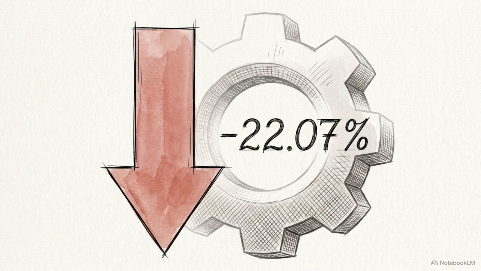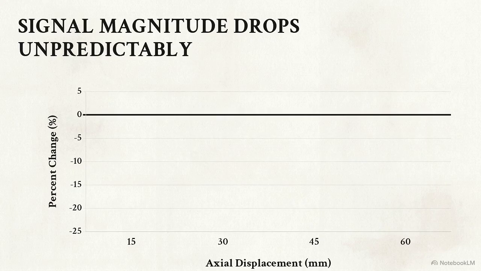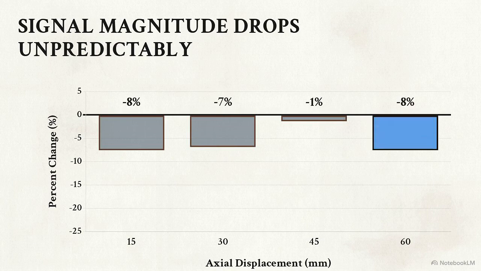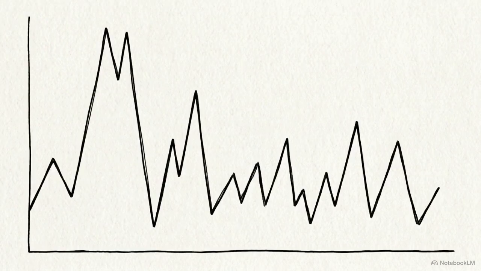At the maximum physical displacement of 60 millimeters, the signal magnitude drops by 22.07%. But the viability of a metric depends on its scaling progression. Watch what happens to the magnitude data as the displacement increases from 15 millimeters to 60 millimeters. At 15 millimeters, the drop is 7.59%, but at 30 millimeters, the drop shrinks to 6.9%. At 45 millimeters, it shrinks again to just 1.38%, before plummeting to 22.07% at the 60 millimeter mark. This behavior is mathematically non-monotonic.